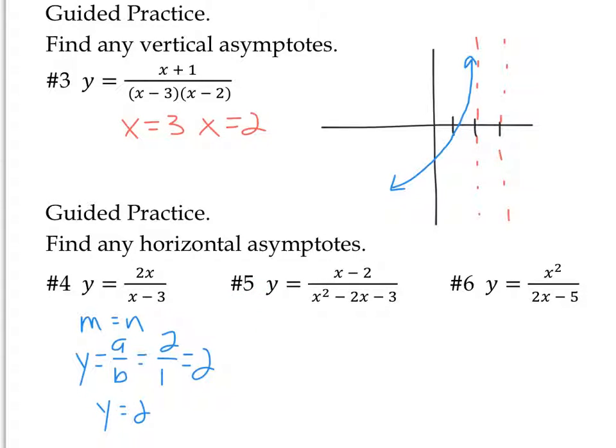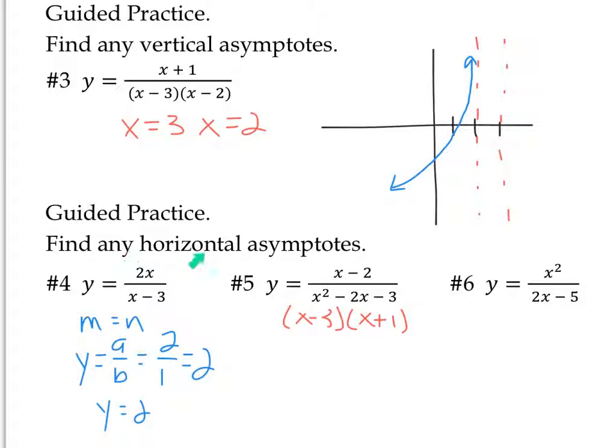Now we come over to number 5. We're going to have to factor that denominator, because we want to be able to figure out where it's equal to 0. So that's going to be x minus 3 and x plus 1. Negative 3 times 1 gives me negative 3. Negative 3 plus 1 gives me negative 2. And so I look here, those would be my vertical asymptotes. Just as a reminder on the factoring.